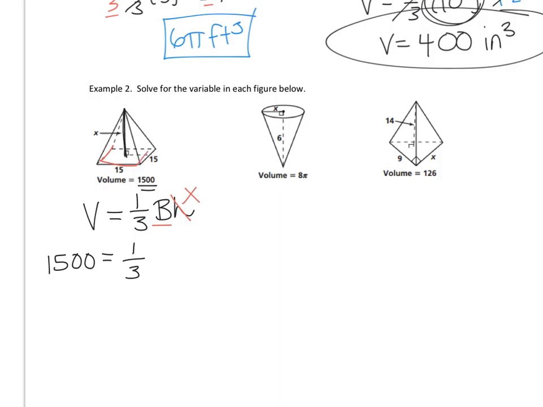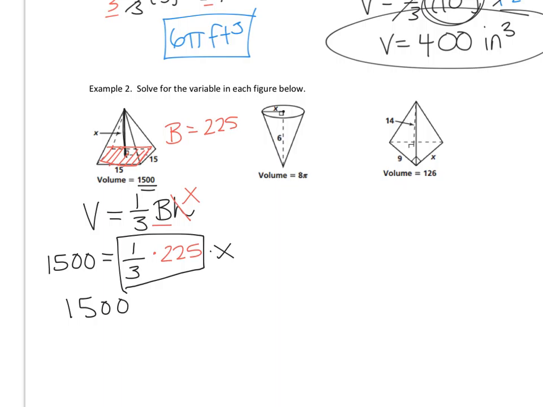So if you look right here, this is a square. The area of the base is actually 15 times 15. So the area of the base is 225. So you're solving 1/3 225 times x. You're solving that for x. So what I would do first is do 225 divided by 3, because that's how you do 1/3 of 225. So you have 1500 equals 75x, and divide both by 75, so x is 20 units.